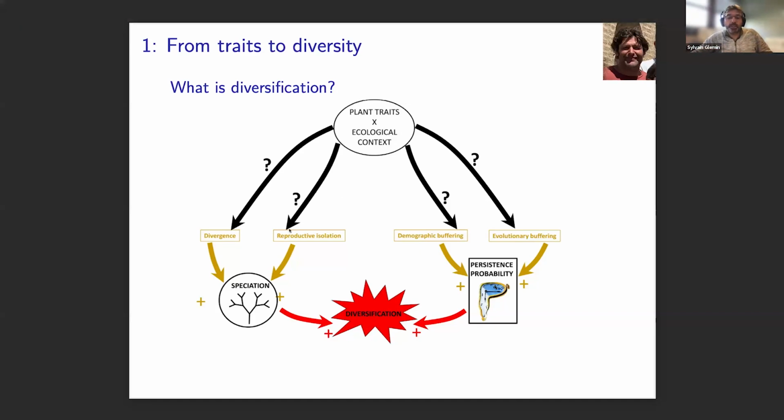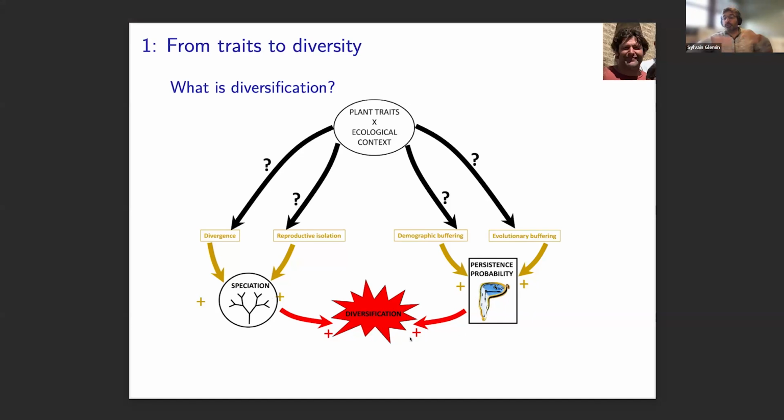So here it is represented: speciation, and instead of extinction, we call it the reverse, persistence probability, just to have the sign in the same direction. So higher speciation leads to higher diversification, and higher persistence leads to higher diversification, so more species also.